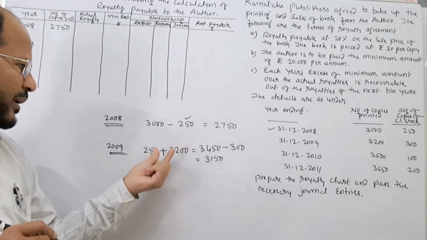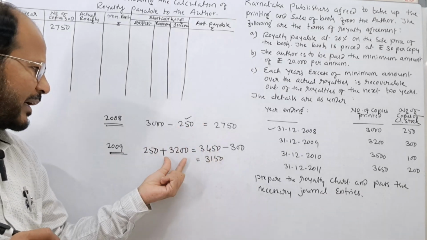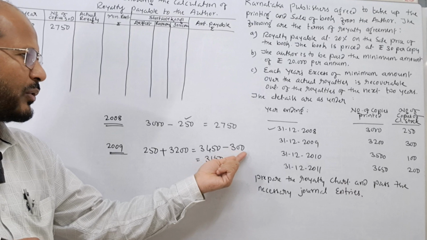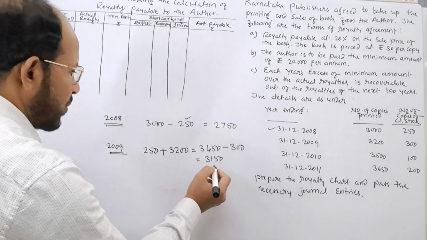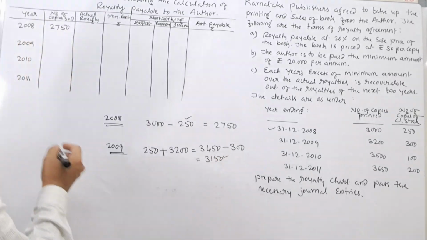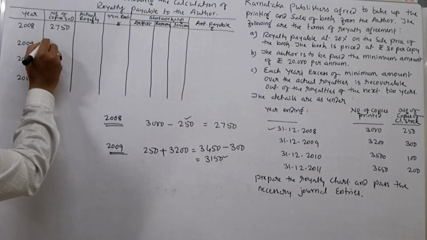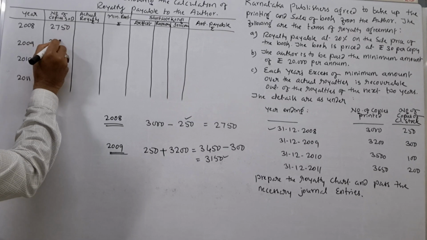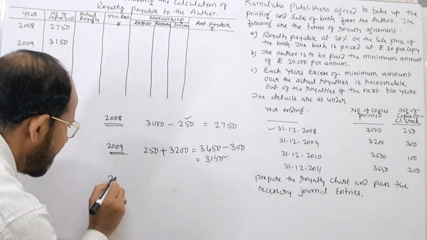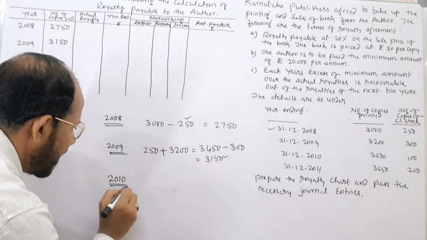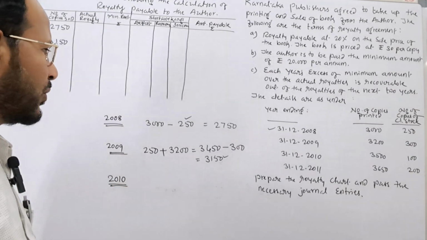In the year 2009, what we have to do? First, we have to take the opening stock plus number of copies printed in that year, and from that we have to deduct the closing stock. Then we get the number of copies sold in the year 2009. Simple calculation: 3,150 books were sold in the year 2009. And in the year 2010, how many books were sold? That we have to calculate.